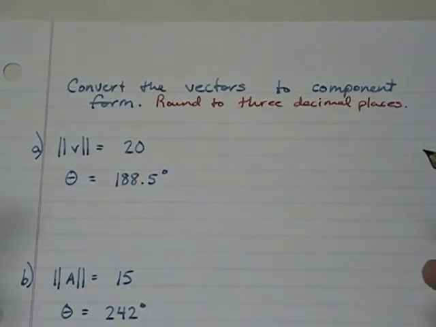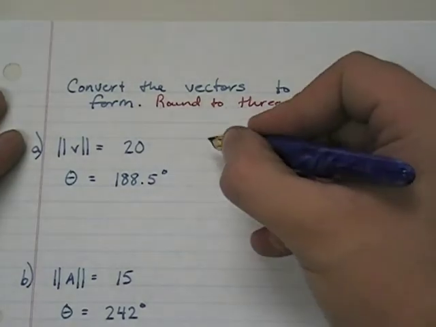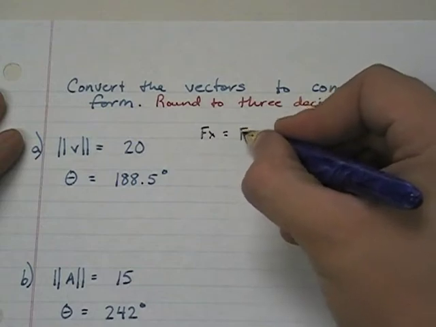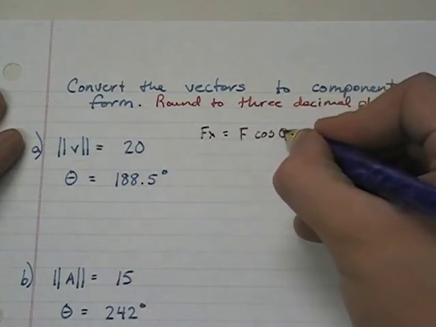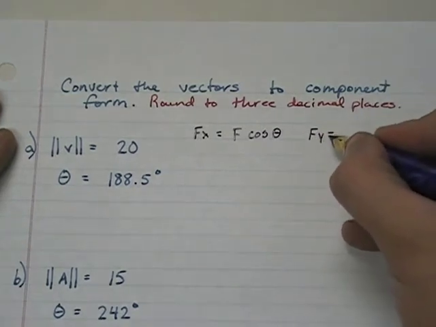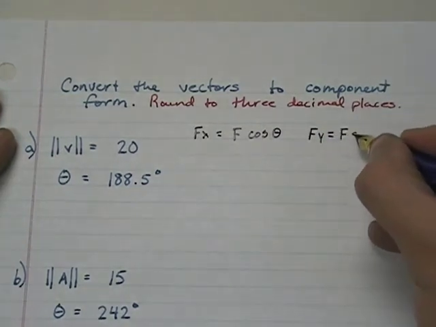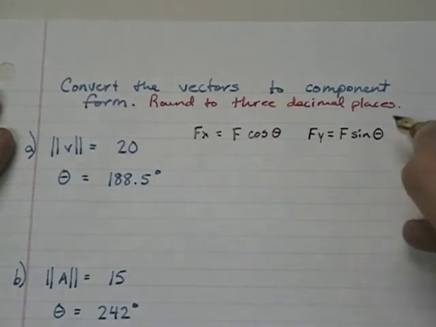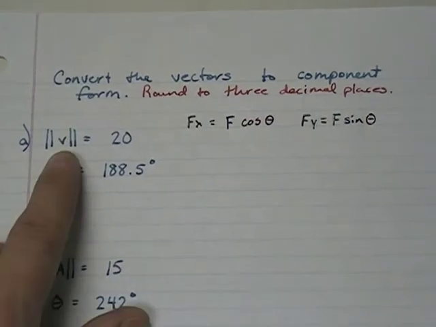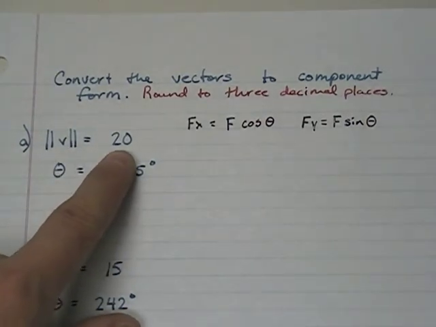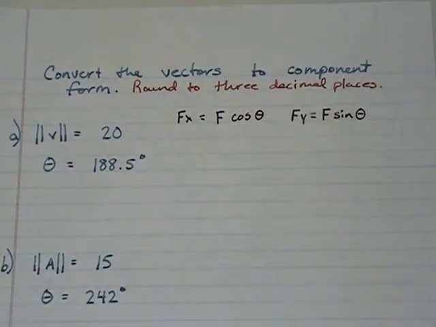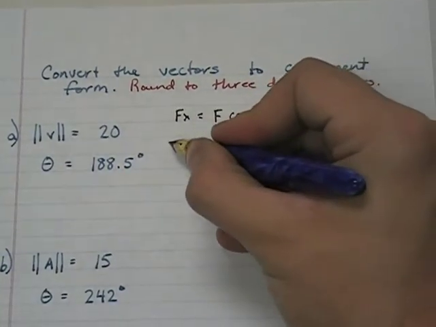Well, there's a real simple way to do that. As we developed in class, you'll find that the x component of a vector is always the vector times the cosine of the angle. And the y component is always the vector times the sine of the angle. Now, given that information, here is the vector. That's the F. That's the magnitude of the vector. So to find the x component, I'm just going to plug into this formula.